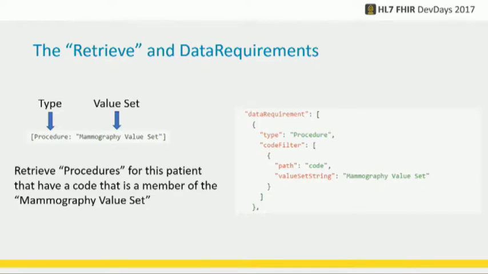And so that can be expressed in terms of a data requirement. There's actually a data requirement type in FHIR that lets you specify that data requirement abstractly, and then what I come away with from a measure is a set of data requirements, and I can, by static analysis, look at the set of those data requirements and determine what data is needed in order to get a successful evaluation of the measure. So in this case, it's simply interpreted as retrieving procedures for the patients that have a code that's a member of that mammography value set.